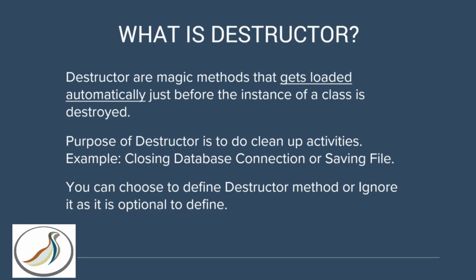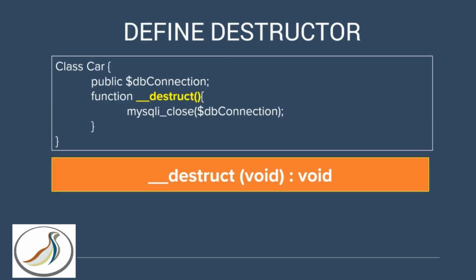Okay, you can choose to define destructor like constructor or ignore it as it is optional to define. Okay, it has all the same properties as constructor, it is just that destructor gets executed when the instance of the class is destroyed. Okay, so let's understand how to define a destructor. It's a similar way, similar notation. You have double underscore and the keyword is called destruct.